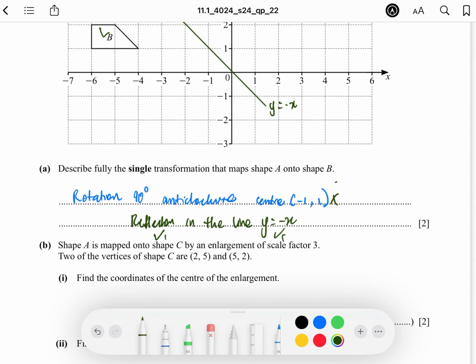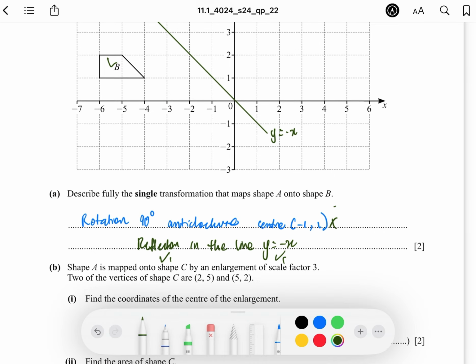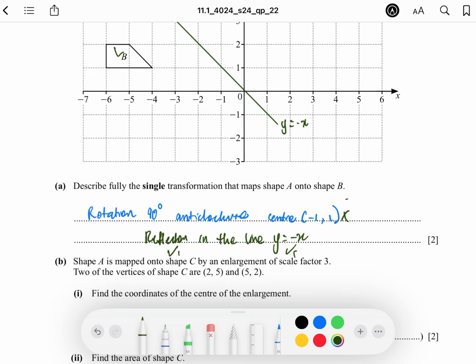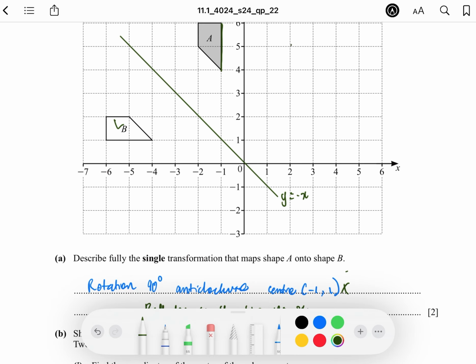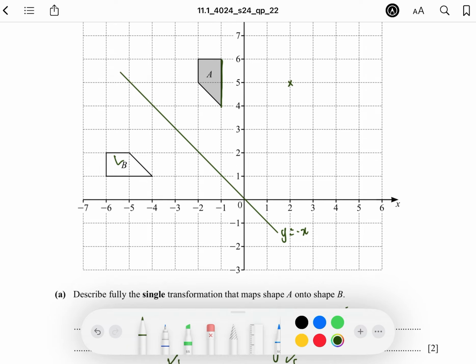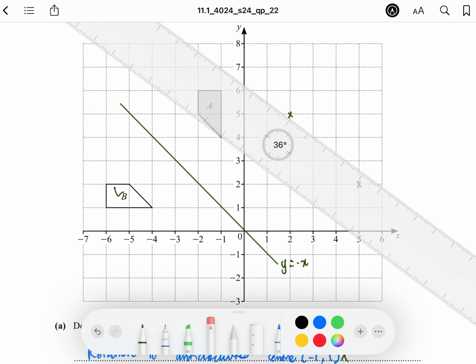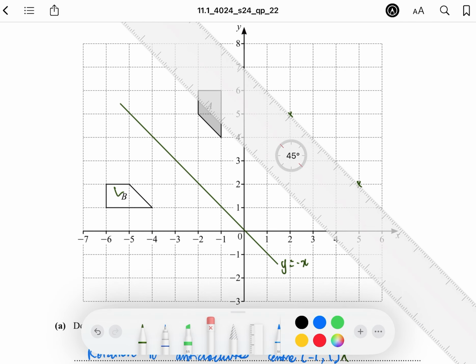Shape A is mapped onto shape C by an enlargement of scale factor 3. Two of the vertices of shape C are 2, 5 and 5, 2. Where is this one? So definitely the most possible is that side. Okay, it's a corresponding side.